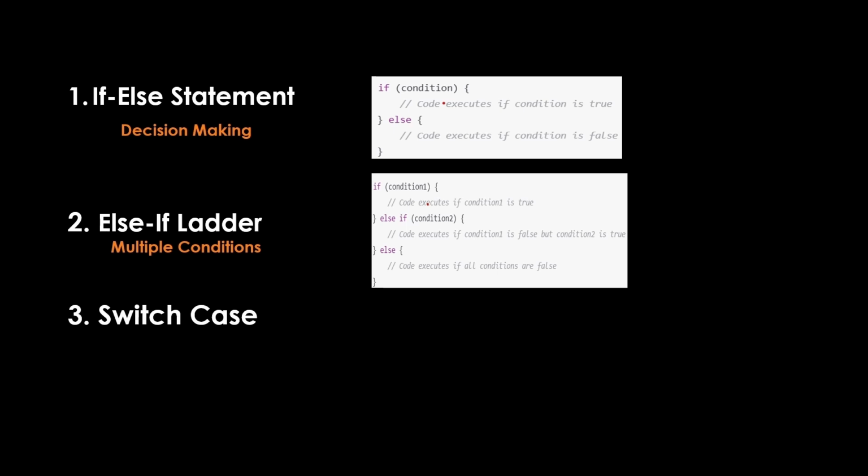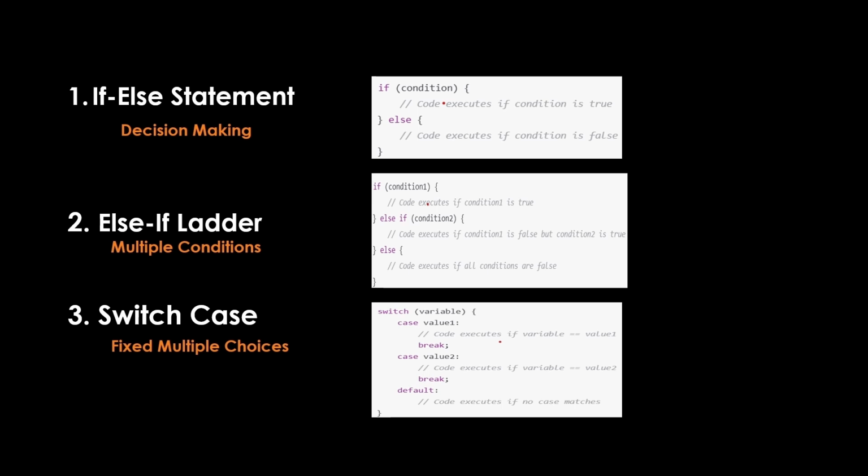The next is switch case. We use this whenever we have fixed multiple conditions, and the syntax is switch variable, case 1 value, execute the code under it, break. Case 2 value, execute the code under it, break. If none of the cases match the variable, then we will use the default case. So this is the syntax.